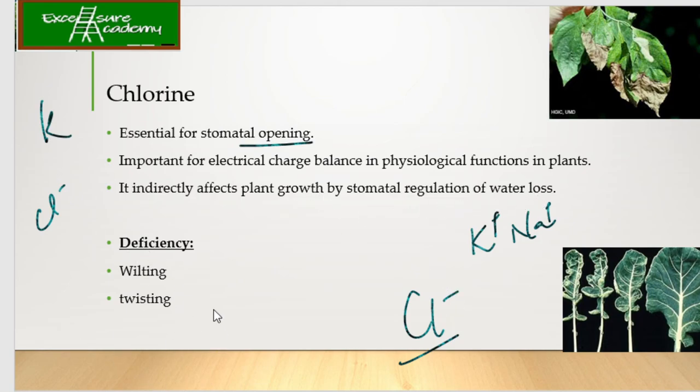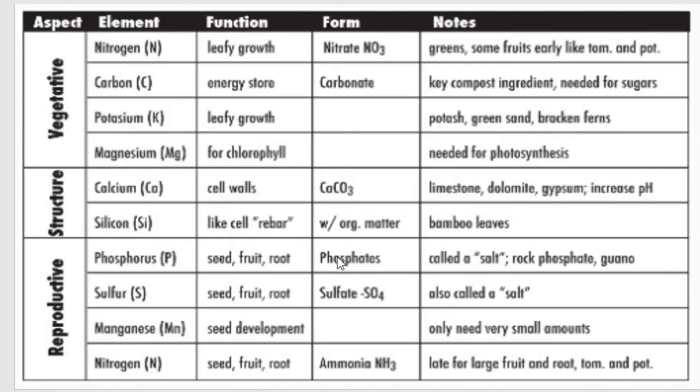So what will happen if there is a deficiency? You can see how the plant's leaves start wilting and twisting over here. Okay. So again, this is just the slide which will show the role of the element, whether it is in the vegetative structure or reproductive, and accordingly what kind of function they have, in which form they can be used, and the notes on that. For example, nitrogen, it helps in the leafy growth, and it is absorbed in the form of nitrate. Okay. If I talk about the calcium, it is playing an important role in the cell walls, and it is taken in the form of calcium carbonate. So similarly about the other elements also, you can go with the slide.